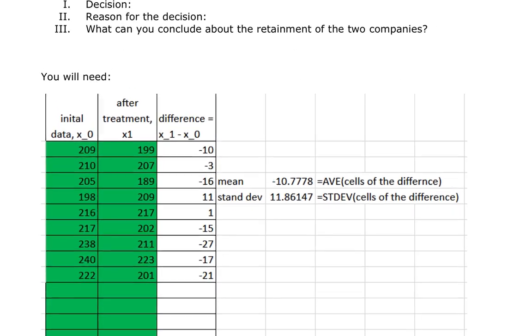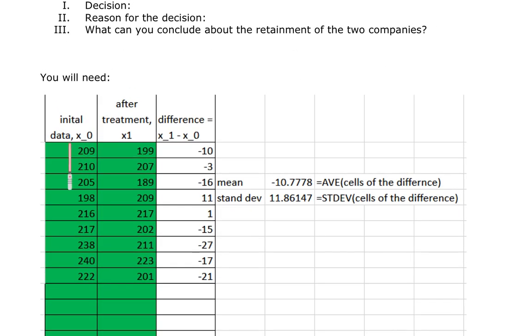So you're going to need something that looks like this, where you have the initial value, and then the treatment afterwards. I labeled it x naught as the initial and x sub 1 as after the treatment. In this cell, I'm going to do an equal symbol. I'm going to grab this number, which is after treatment, subtract off the initial, and then pull that all the way down. After I hit enter, I'm going to go to the bottom corner where it becomes a plus, and pull it all the way down as needed.